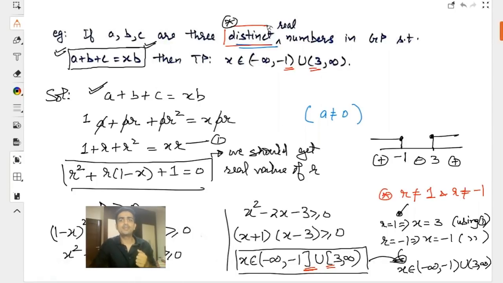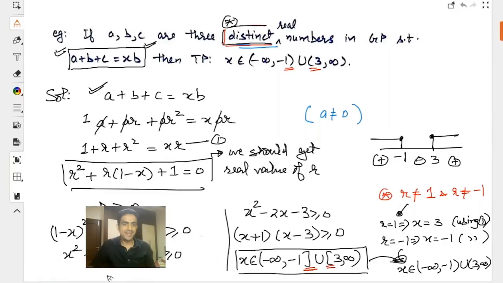Second, guys, you need to be very particular when reading the question. Each and every piece of information has some role to play. Distinct. So R cannot be 1 or minus 1. So in questions of GP, always remember, if the terms are given to be distinct, you have to make sure that R is neither 1 nor minus 1. Good. So that was one question on GP in which I tried to revise some fundamentals which are quite general in nature. They can be used anywhere.